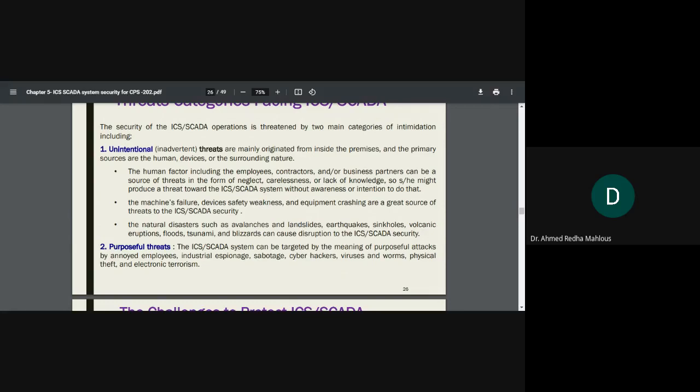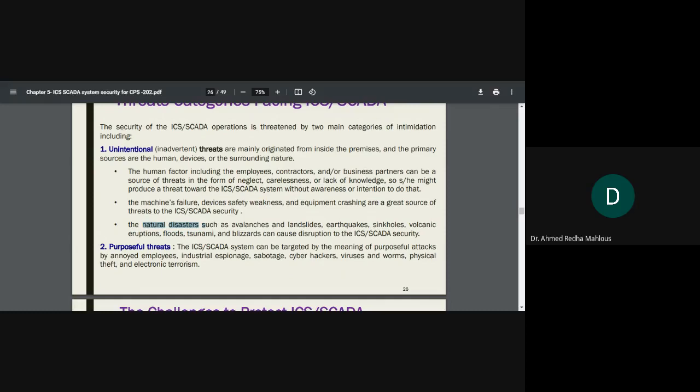And this can also be considered an unintentional threat. Or you can have something related to natural disaster. Sometimes you have landslides, avalanches, earthquakes, volcanic eruptions, flooding, tsunami, whatever. These are part of natural disasters. This is also unintentional. It is not done on purpose by someone.